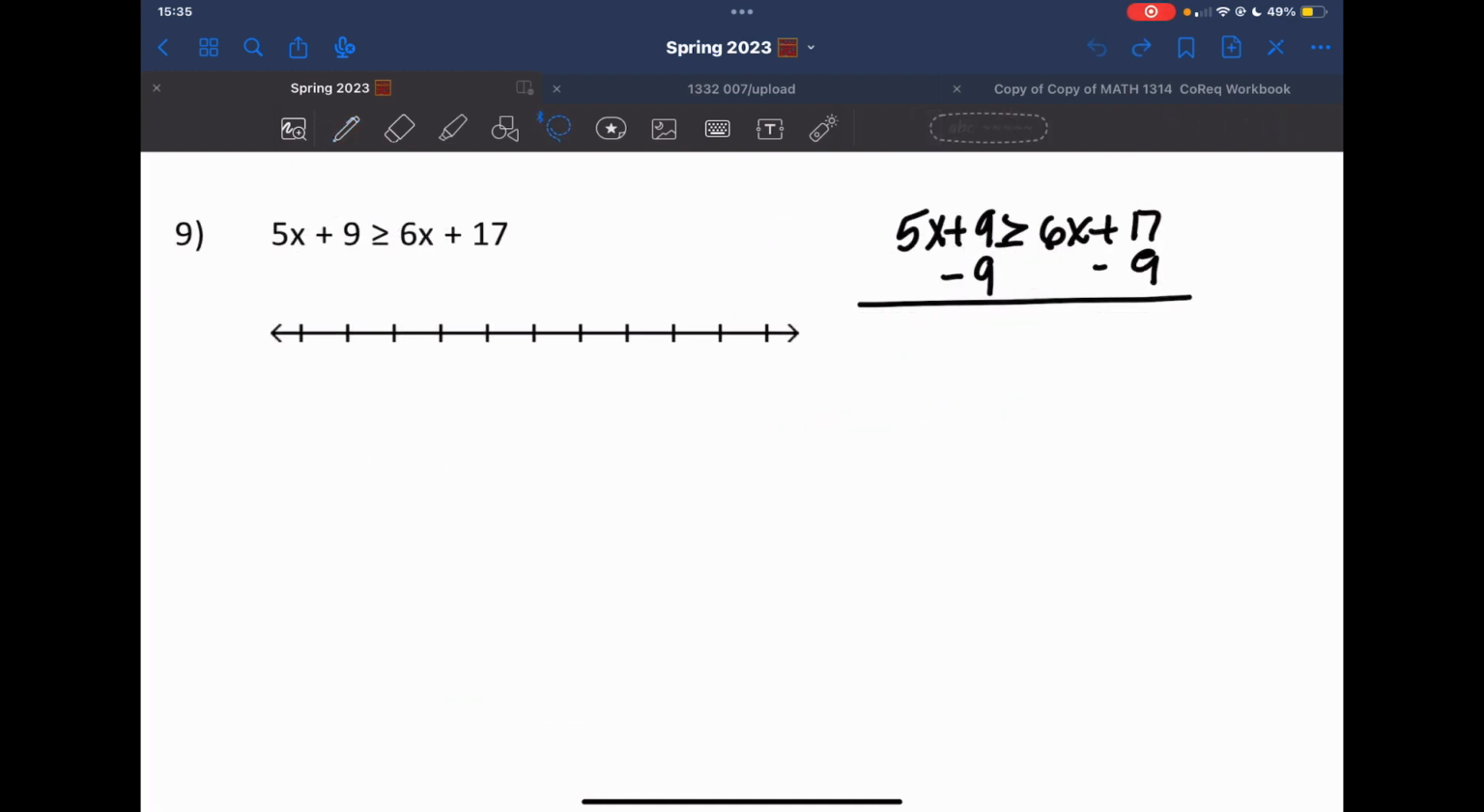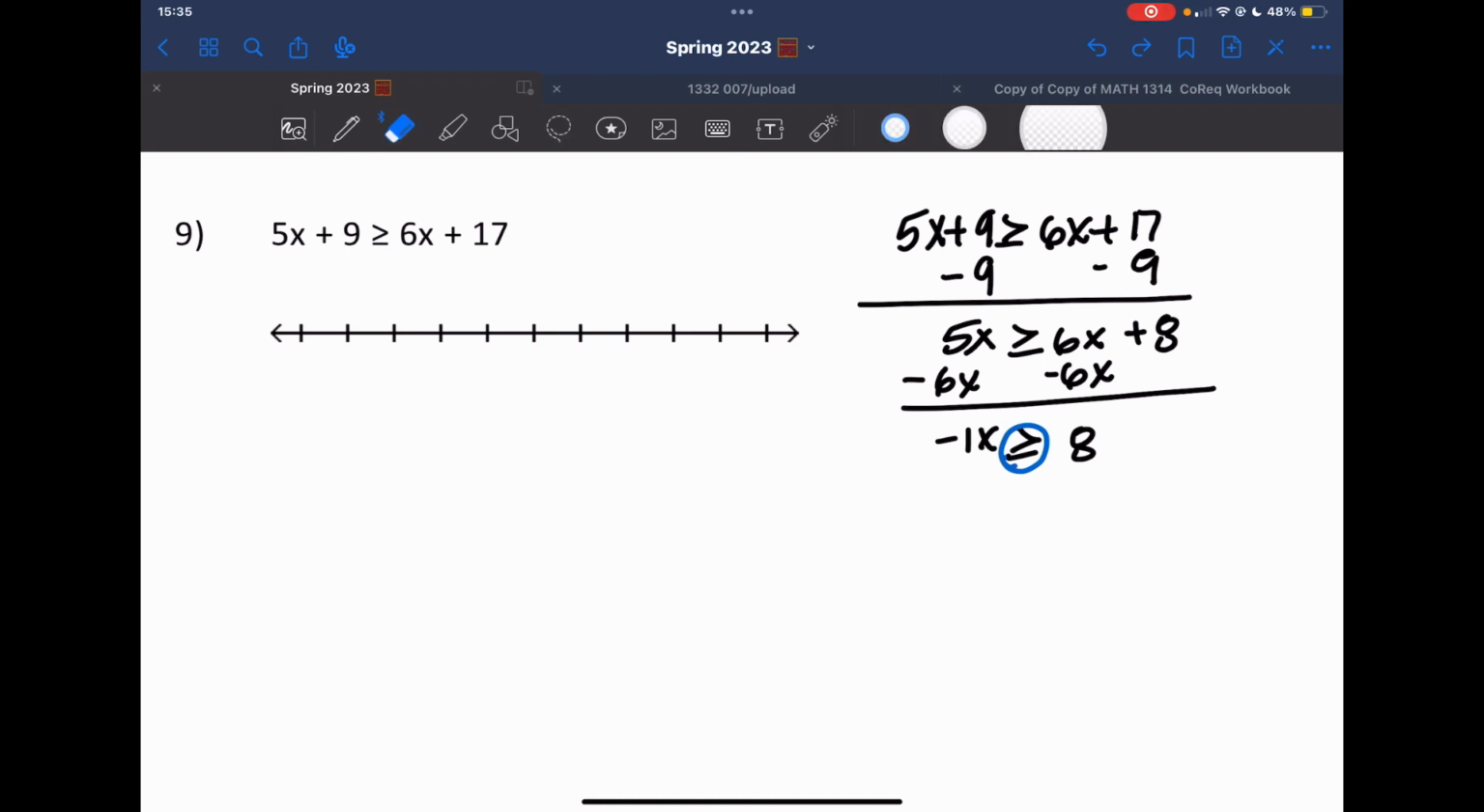We're subtracting 9 from both sides. 5x is greater than or equal to 6x plus 8. Subtract 6x, -1x is greater than or equal to 8. So remember, we're going to recall that if we multiply or divide by a negative number in an inequality, it's going to change the direction of the inequality.